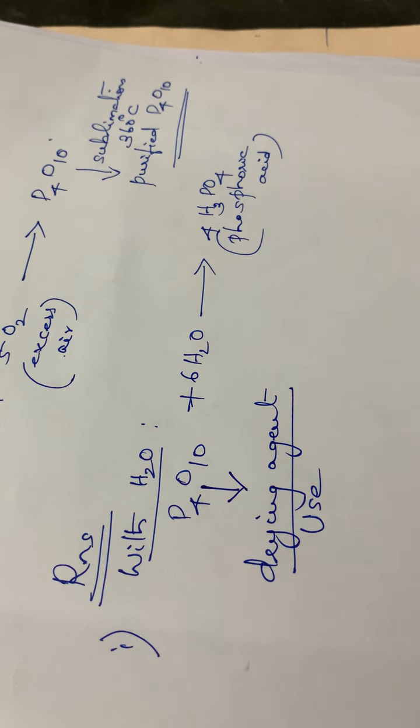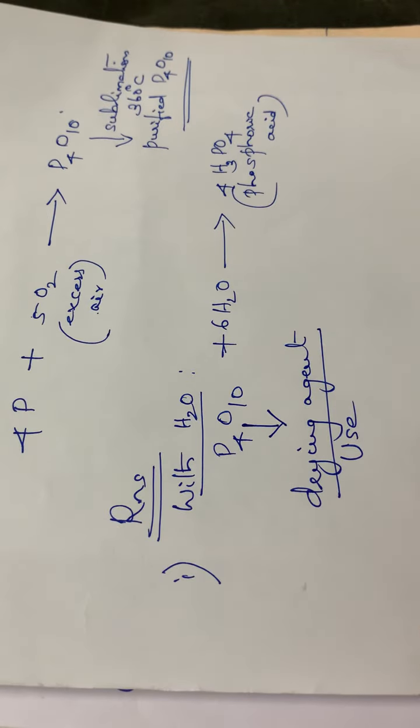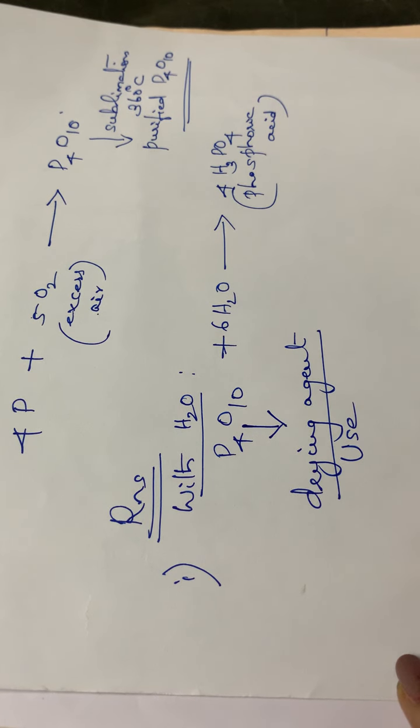So these are some of the reactions of phosphorus pentoxide. So the oxides of phosphorus are over. Next we have to study the oxyacids of halogens, that we can go through in our next session. Hope you are clear up to this.